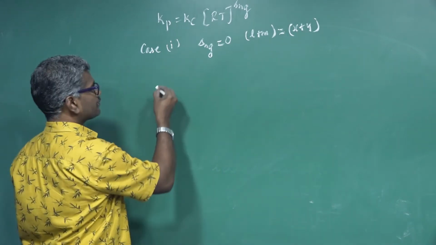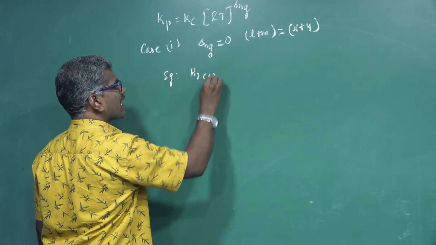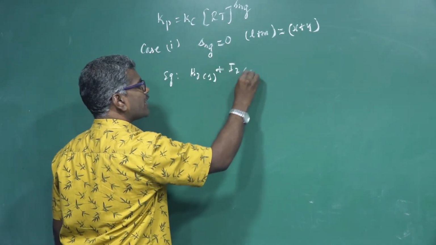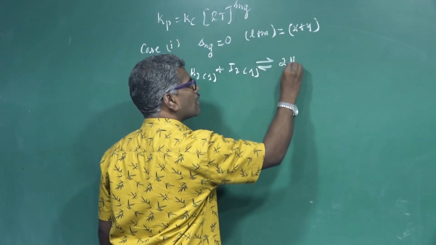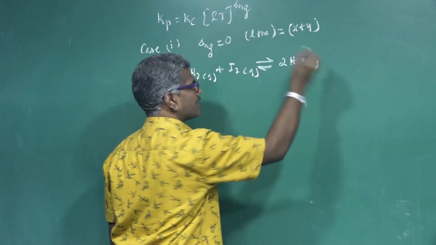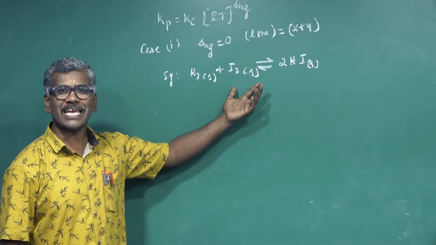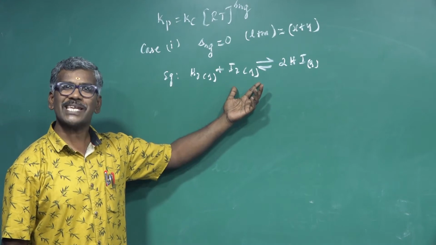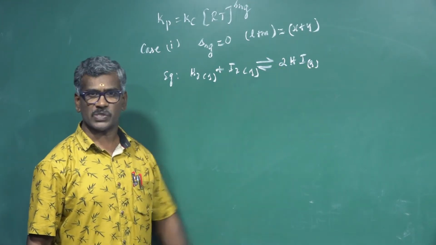For example, hydrogen in the gaseous state reacts with iodine in the gaseous state, existing at equilibrium with the formation of 2HI in the gaseous state. This is the best example for homogeneous equilibrium. What is a homogeneous equilibrium? All the reactants and products are in the same phase.